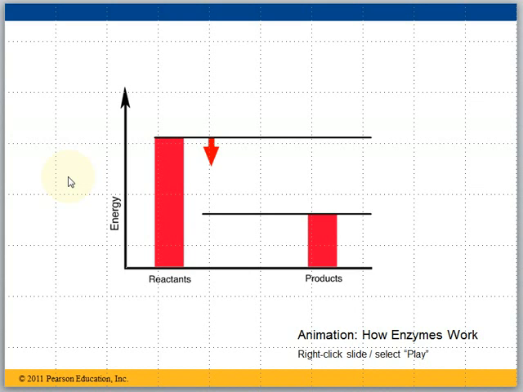Well, that matchmaker is kind of like this enzyme that we're talking about. The matchmaker didn't change what probably would have happened anyway, perhaps, but it sure sped the process along, and it lowered that initial hill that had to be gotten over for this process to continue.